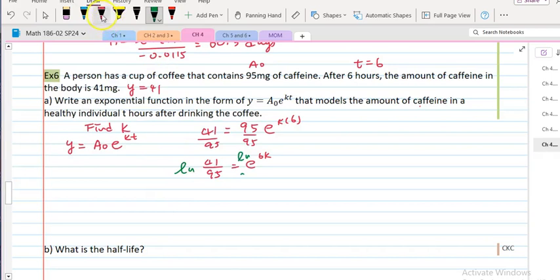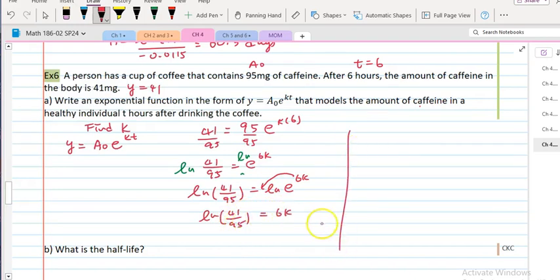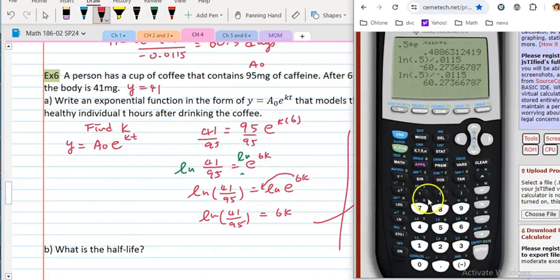So ln 41 over 95 is equal to ln e to the 6k, but the 6k can move out. And ln e is 1, so ln 41 over 95 is actually equal to 6k. So k would equal ln 41 over 95 divided by 6, and that's it. You put in the calculator: ln 41, don't close, over 95. Now close and divide by 6.